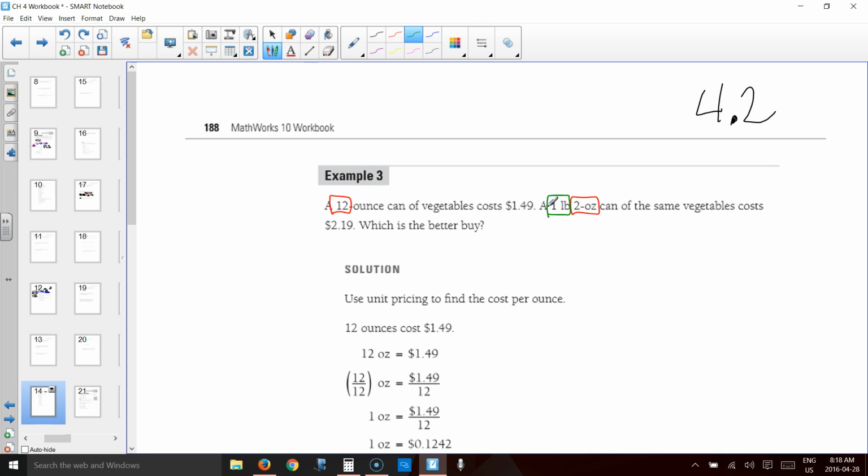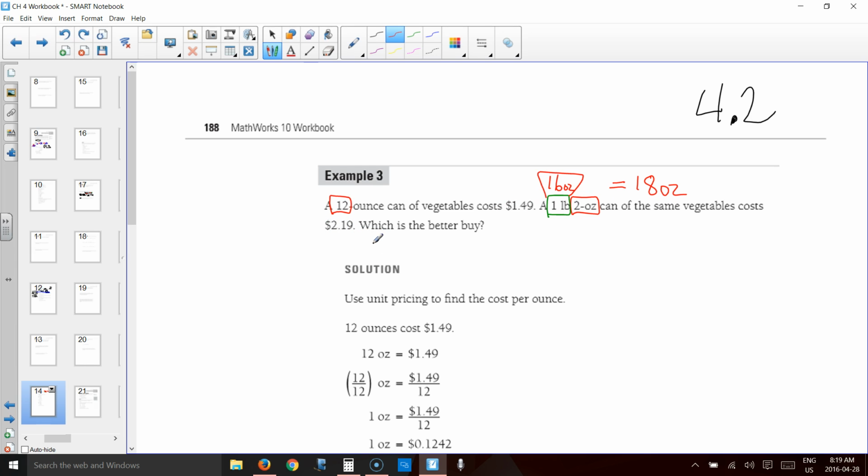One of the ways that we can do this is by turning everything to the same units so we know how much we have and we can compare them to one another. Since this is in ounces and this is in ounces, why not just turn everything to ounces? I can recognize that 1 pound is the same as 16 ounces. So in total, I have 16 ounces and 2 ounces, which is 18 ounces here. So I've got a 12-ounce can for $1.49, and an 18-ounce can for $2.19. Still a little bit difficult to see which one's the better deal.